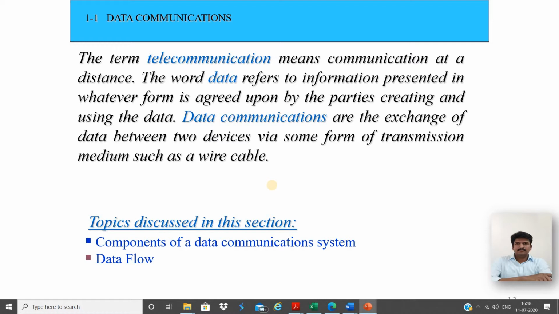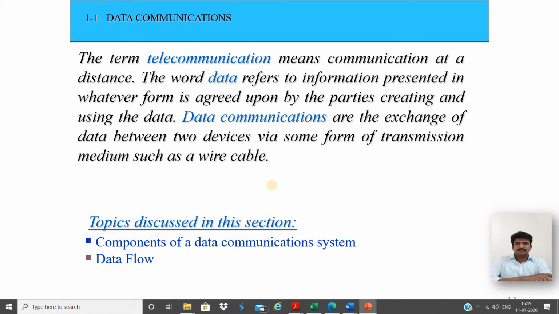The term telecommunication means communication at a distance. The word data refers to information presented in whatever form is agreed upon by the parties creating and using the data. Data communication is the exchange of data between two devices via some form of transmission media, such as a wire cable. Basically, telecommunication can be through wired or wireless media, but data communication is mostly wired. Generally, data communication is also called computer communications. A computer network is used for computer communications.